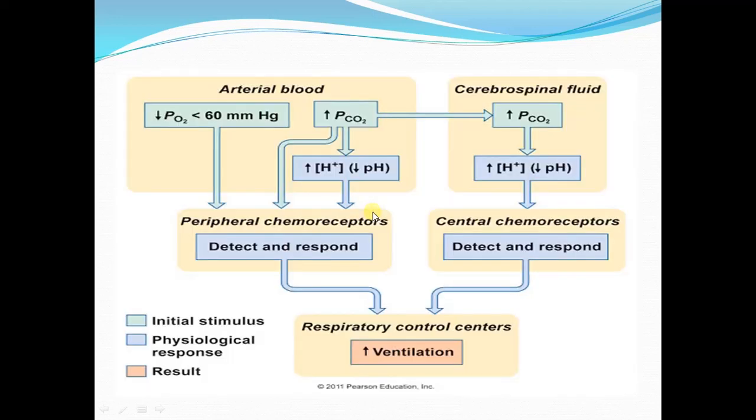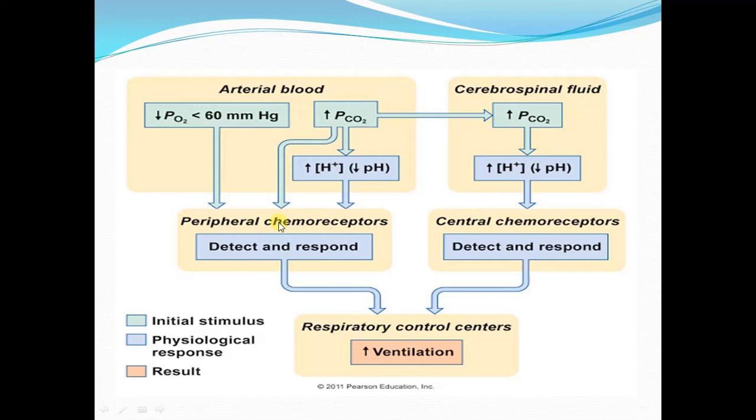Now this diagram shows us the summary of the effect of different chemicals in the blood on the respiratory activity through the peripheral and the central chemoreceptors. So we talked about the chemicals in the arterial blood. If there is a decrease in the partial pressure of oxygen in the arterial blood, and especially if it falls below 60 millimeters of mercury, this is going to cause a potent stimulation of the peripheral chemoreceptors.